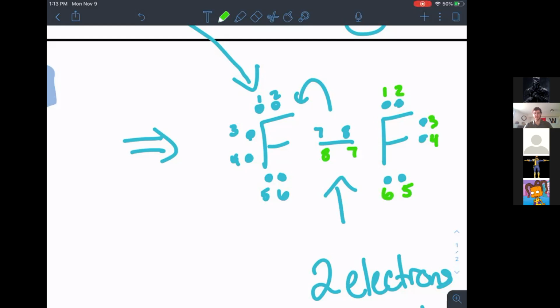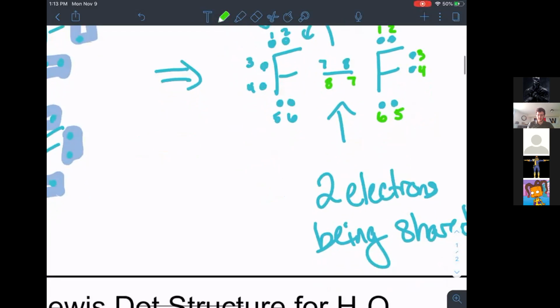Okay, that makes sense. But what if there's more than 2 electrons being shared, like there's a bigger number? Will you still use the dash? So you use a dash, but if there's more than 2 electrons being shared, so if you have 4 electrons being shared, your dash would just become 2 dashes. So every line represents 2 electrons.